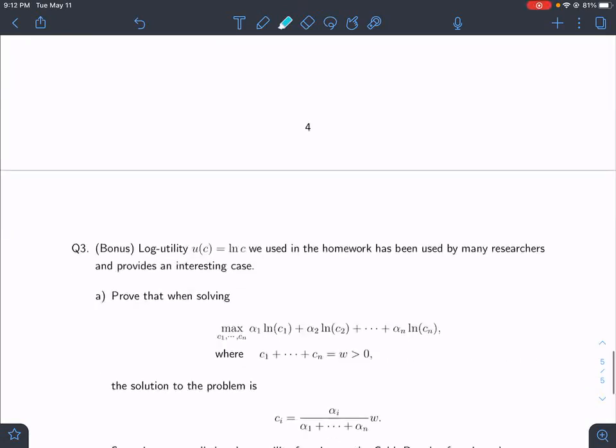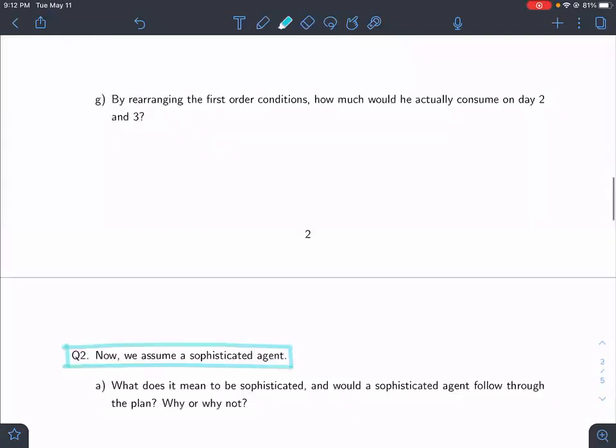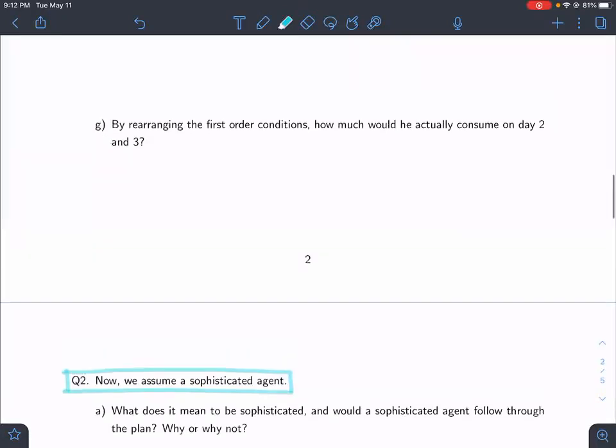And then I made a bonus question. I'm not sure if I will have time to go over this. If not, then I'll just write the answer key for this one. But it may be a little bit difficult for you.